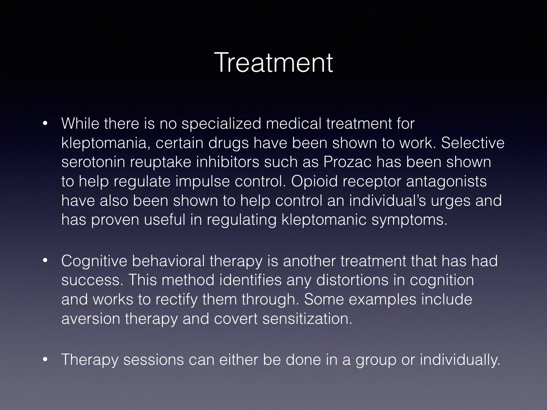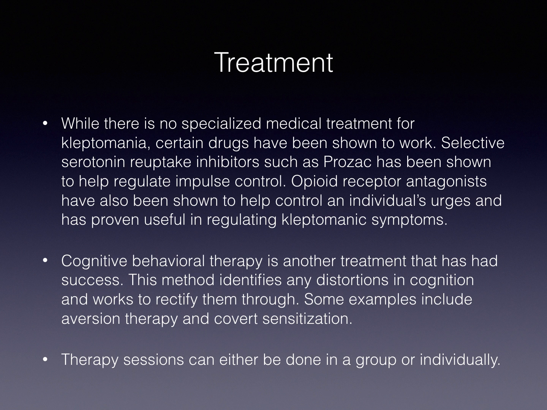Cognitive behavioral therapy is another treatment that has had success. This method identifies any distortions in cognition and works to rectify them. Some examples of this include aversion therapy, in which the individual would practice mildly painful techniques such as holding their breath when they get the urge to steal, and also covert sensitization, in which the individual would picture themselves stealing and then facing negative consequences such as being caught. And these therapy sessions can either be done in a group or individually.